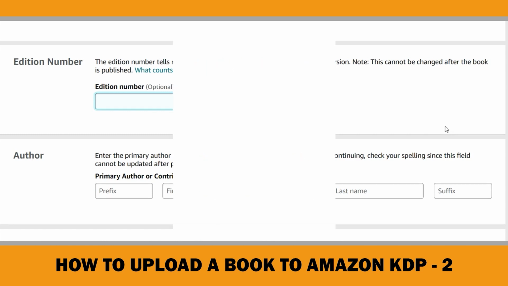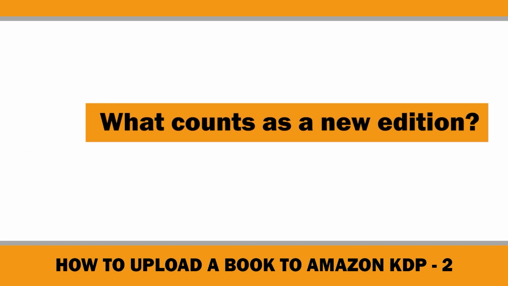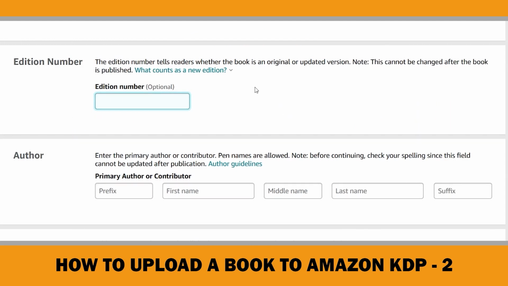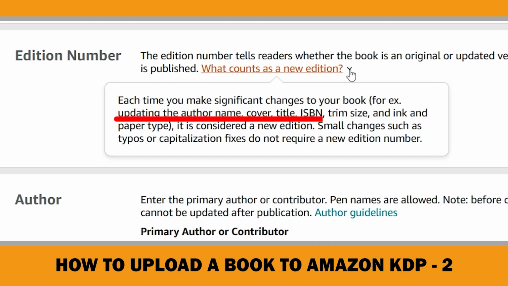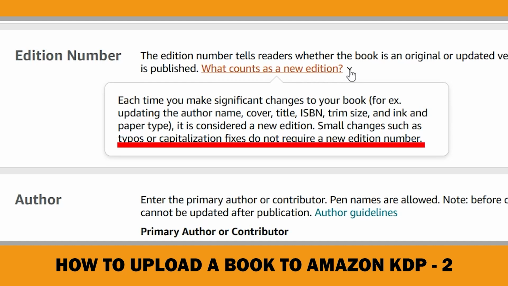Now an important question. What counts as a new edition? If you make significant changes, it's considered a new edition. This includes updating key book details like the author name, cover, title, or ISBN. Major manuscript updates that change the page count by more than 10%. Changes to trim size, ink type, or paper type. On the other hand, small fixes don't require a new edition number. If you are just correcting typos, adjusting capitalization, or making minor formatting tweaks, you don't need to enter anything in these fields.